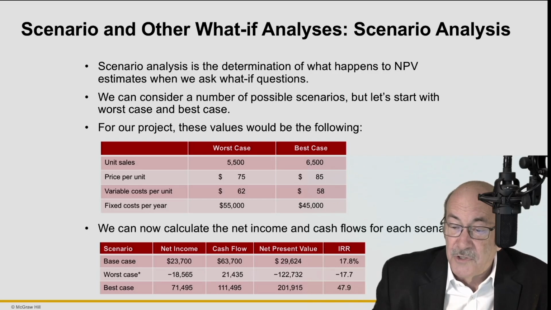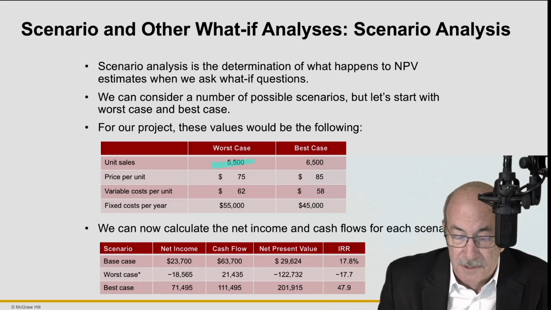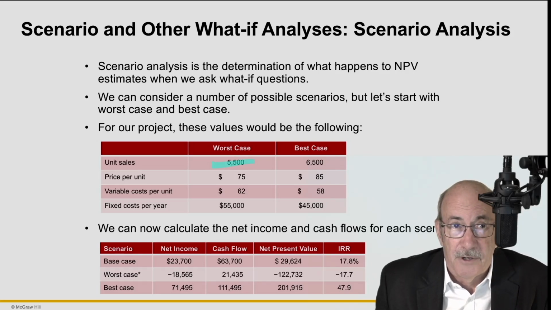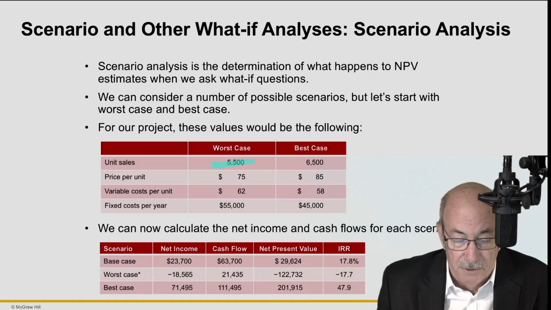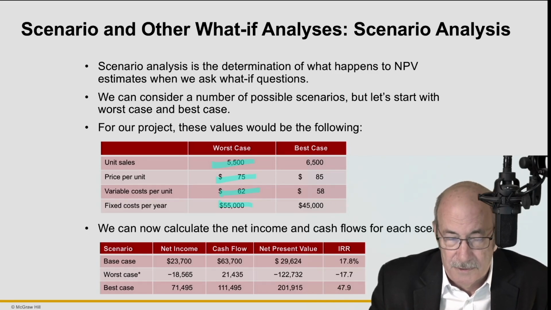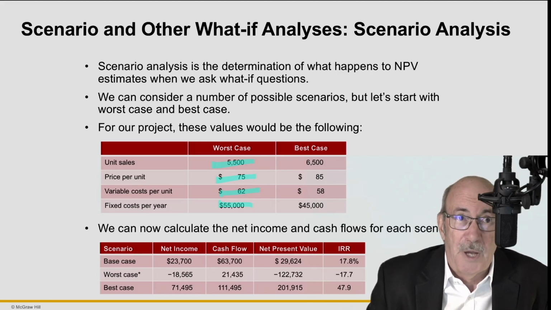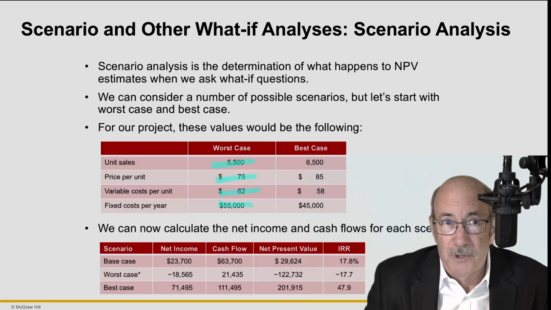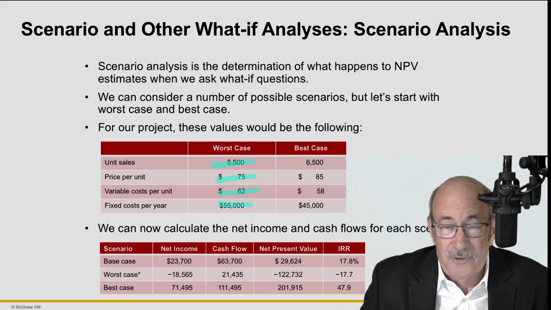So in the worst case, as I noted before, you'll notice that in the worst case scenario, the units sold are 500 less than the base case. So we're at 5,500. The price that we receive is $75. The cost per unit is 62, and we have fixed costs of 55,000. And remember, back from the lower bounds, that's why I mentioned that the worst case is not just the lower bound. It's the lower bound on the units sold and the price per unit sold, but it's actually the upper bound on the variable cost and the fixed costs.